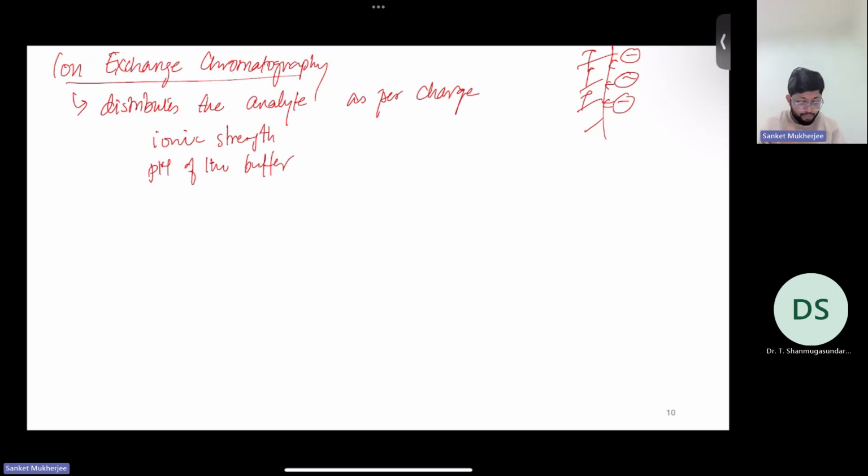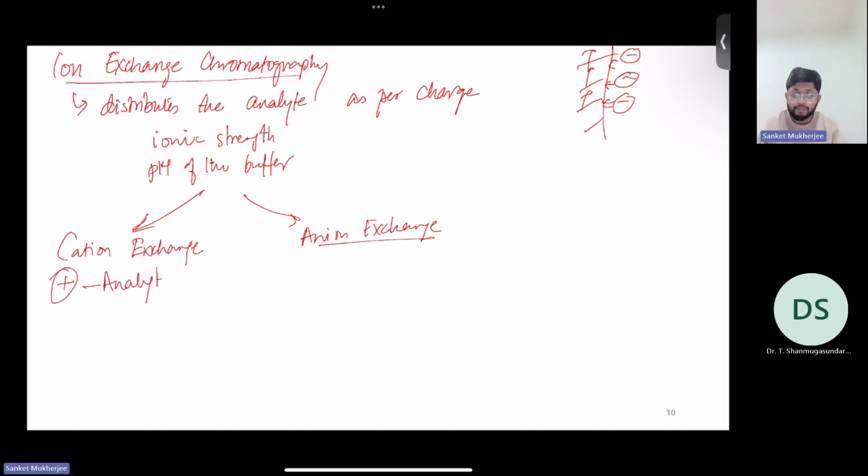So ion exchange could also be further divided into two types, either cation exchange or anion exchange. So it is based on the analyte. If the cation is the analyte, then we call it cation exchange chromatography. If the analyte is anion or negatively charged, then we call it anion exchange chromatography. So based on this, there are several columns which you can read about.